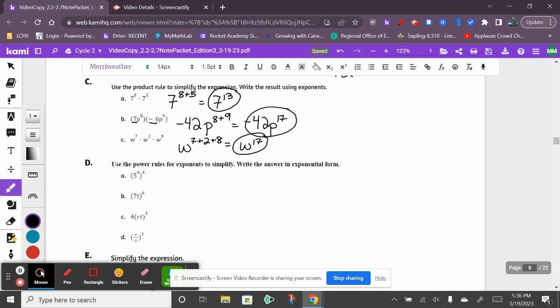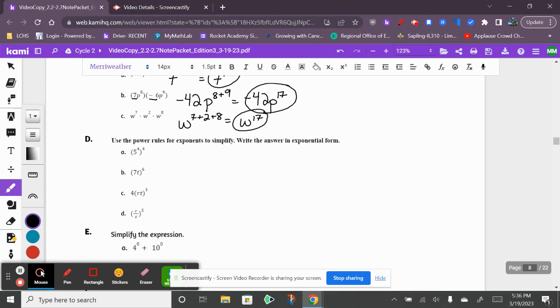For part D, you're going to use the power rules for exponents to simplify. Write your answer in exponential form. So if 5 is raised to the power of 4 and then it's raised to the power of 4, we're going to have 5 to the 4 times 4. So we get 5 to the 16th.